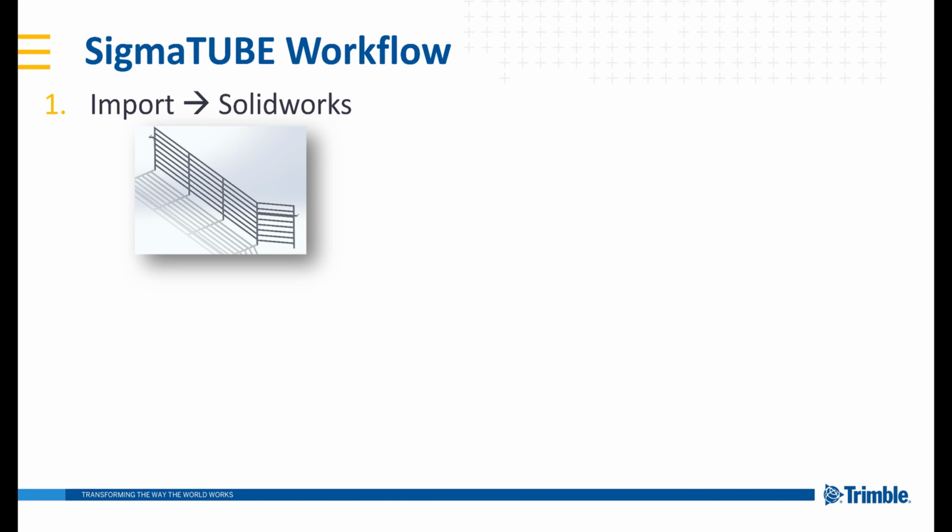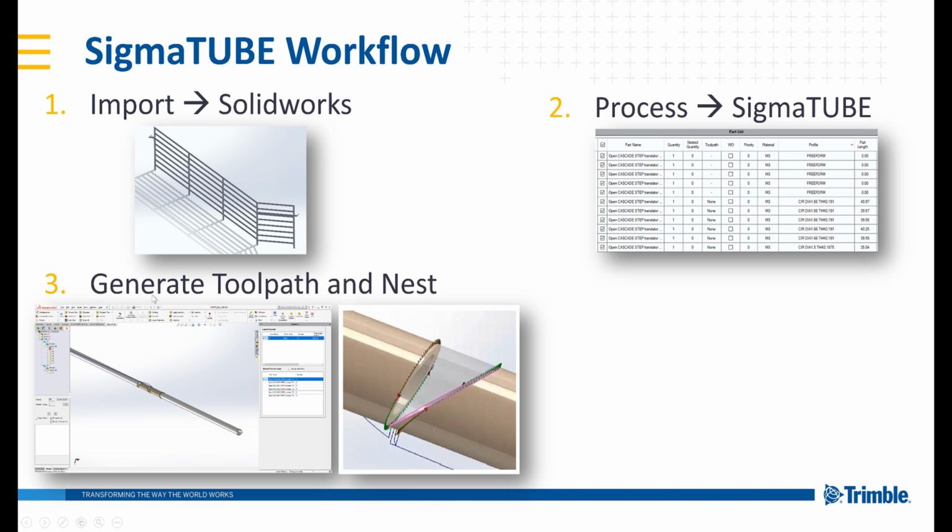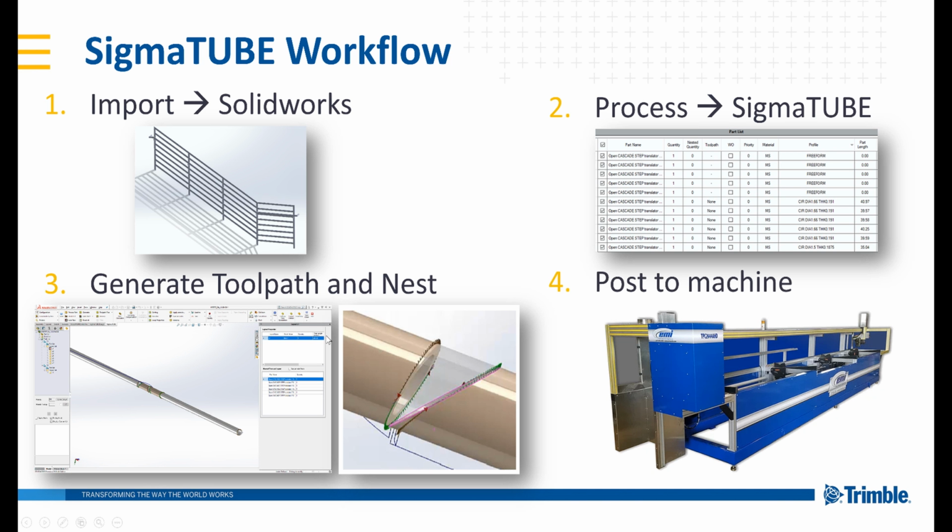What happens from there is we'll send that STEP file over to SigmaTUBE. SigmaTUBE is an add-on that runs within SolidWorks. So they'll then import that into SolidWorks. SigmaTUBE will then process all of that information. From that, they can then generate the tool path and nest all of the pipe and everything that's going to be cut. And that can then be posted to the machine, where it will actually be fabricated just as it appears there within the model.